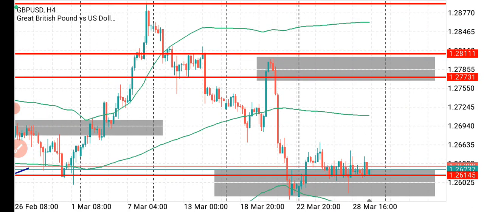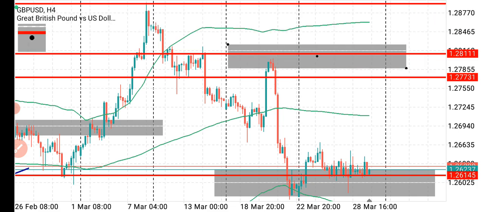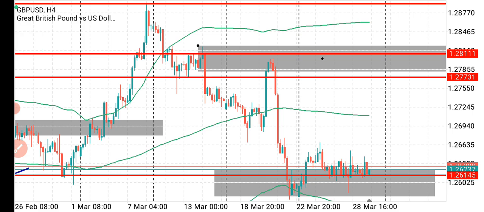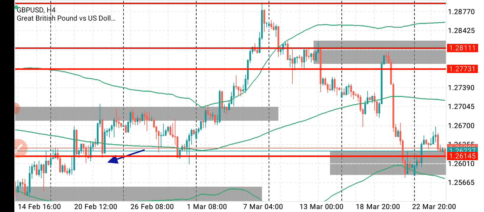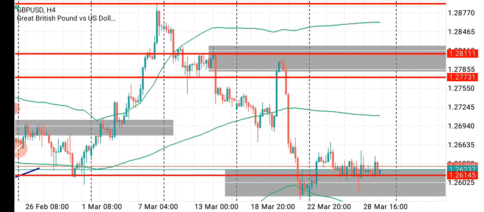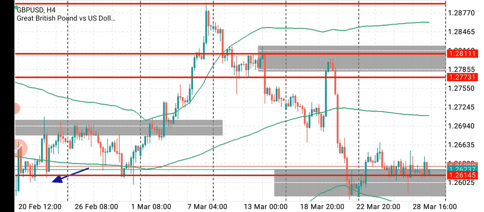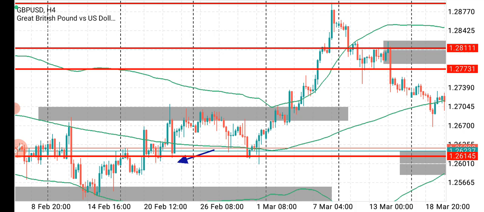Now looking at my chart, you see that I've marked out my support and resistance zones. Remember, support and resistance are not a line, but they are zones and areas in the market. And we said our rules for marking our support and resistance is that we mark out our points of failure and points of reaction.